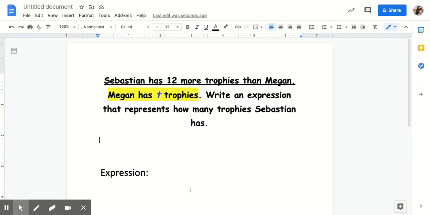So if I want to figure out how many trophies Sebastian has, I have to, one, identify my variable, and two, write an expression using my variable. It says that Megan has T trophies, so I'm going to write that in my expression, T. And then it says that Sebastian has 12 more trophies than Megan. Okay, so if he has 12 more trophies than Megan, that means I would have to add 12 to Megan's amount of trophies to figure out how many trophies Sebastian has. So I can write that expression like this, T plus 12. And that is the answer to this problem.